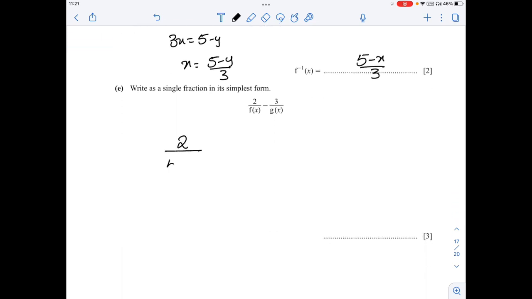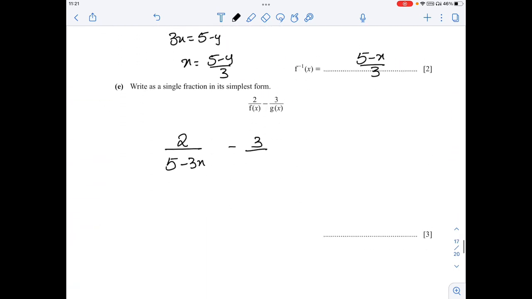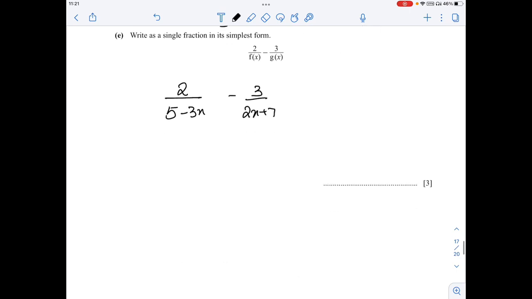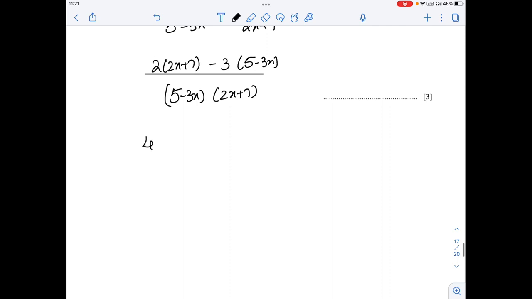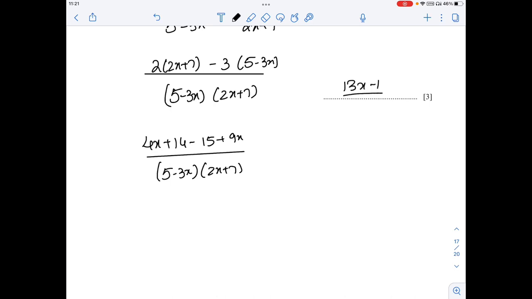Write as single fraction 2 upon 5 minus 3x minus 3 upon g of x. What is g of x? 2x plus 7. Make the common denominator 5 minus 3x times 2x plus 7. So it becomes 2 times 2x plus 7 minus 3 times 5 minus 3x. So it becomes 4x plus 14 minus 15 plus 9x upon 5 minus 3x times 2x plus 7. So it becomes 13x minus 1 upon 5 minus 3x times 2x plus 7.